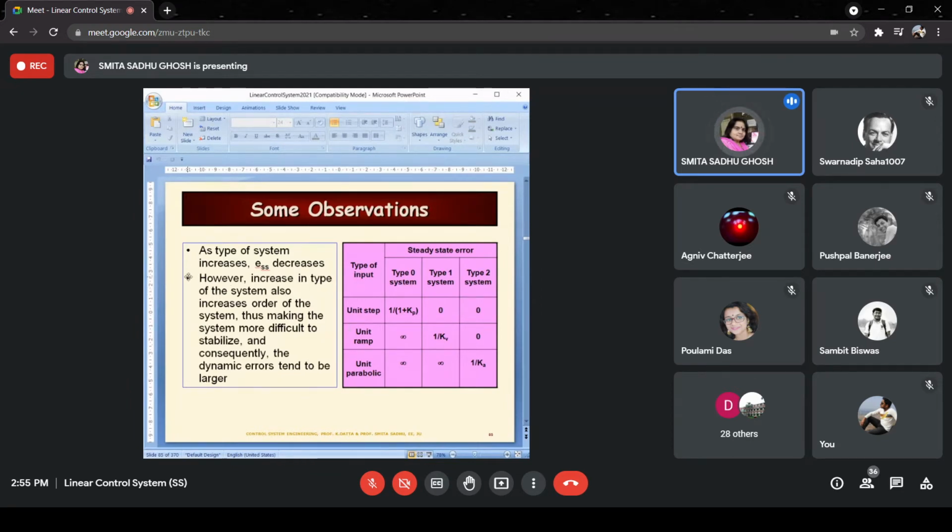So I'm just coming back to what's written on the slide. However, increase in the type of the system also increases the order of the system, thus making the system more difficult to stabilize, and consequently the dynamic errors tend to be larger. Dynamic errors mean the transient errors, errors in the transient portion of the response will be much larger, and that also is not a desirable thing to have.